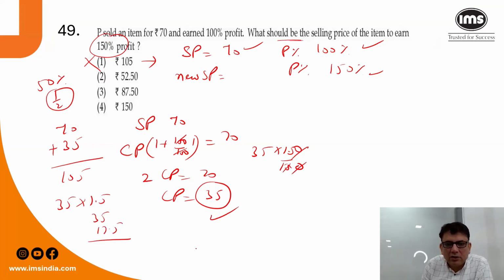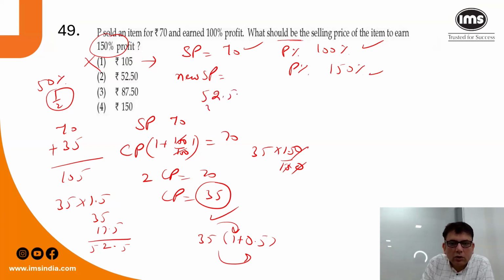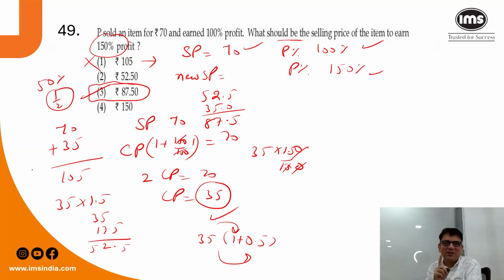मतलब ब्रैकेट में मैं इस तरीके से सॉल्व कर रहा हूँ. 35 1 plus 0.5, so 35 into 1 is 35, 35 का फिर हाफ 17.5, this become 52.5. so 52.5 प्रॉफिट है और 35 हमारा क्या है, कॉस्ट प्राइस. so कॉस्ट प्राइस में 150% उसका ऐड करके 35, तो नया सेलिंग प्राइस हो जाएगा 87.5. थर्ड ऑप्शन इज द करेक्ट आंसर. ध्यान रहे, गलती हो सकती है फर्स्ट ऑप्शन.